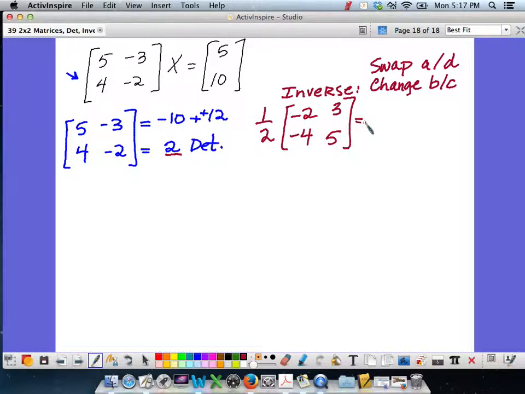And then we're going to distribute in that scalar multiple of 1/2. So when we multiply here, we have 1/2 times -2 is -1, 1/2 times 3 is 3/2, 1/2 times -4 is -2, half of 5 is 5/2. So here's my inverse right here. This is my inverse.